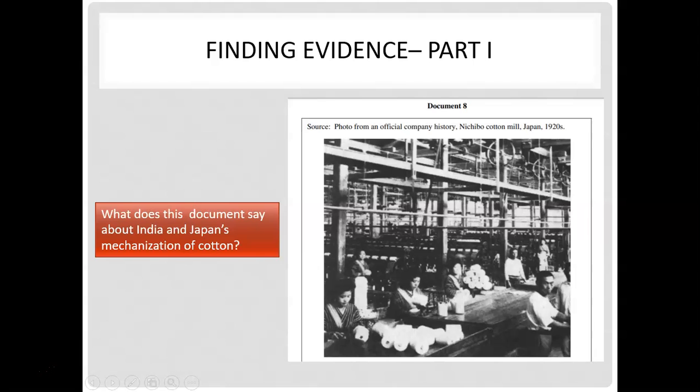Okay, so this document is basically showing me that they're using machines to make cotton in Japan, and it definitely looks like they're making cotton, and there's definitely a heck of a lot more women than men. So there you go. I've broken down the 2 documents. I found evidence about the mechanization of cotton. I'm going to do that for all 7 documents, and that will be step 2 complete.